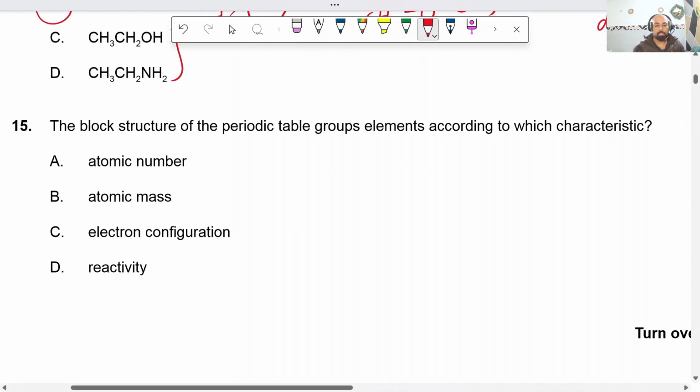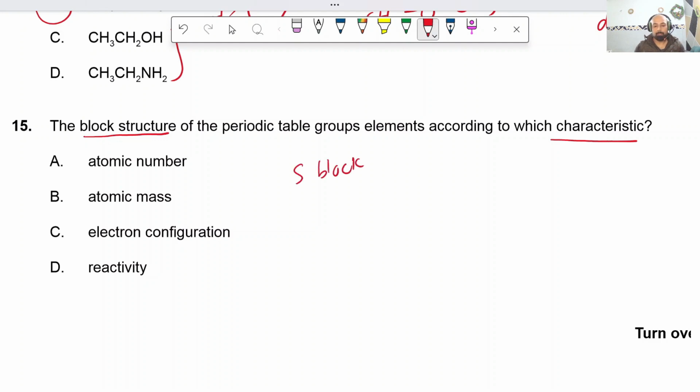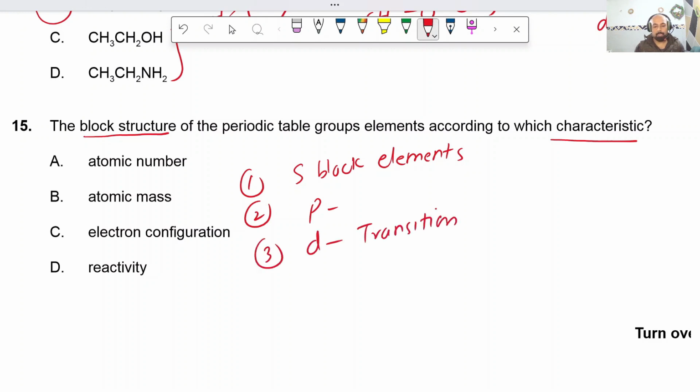Let's try question 15. The block structure of periodic table groups elements according to which characteristic? Now, the block structure. You need to understand that elements are arranged in different blocks. S block elements, okay, P block elements, D block elements, which are transition metals, and F block elements, right? So they are arranged in different blocks.